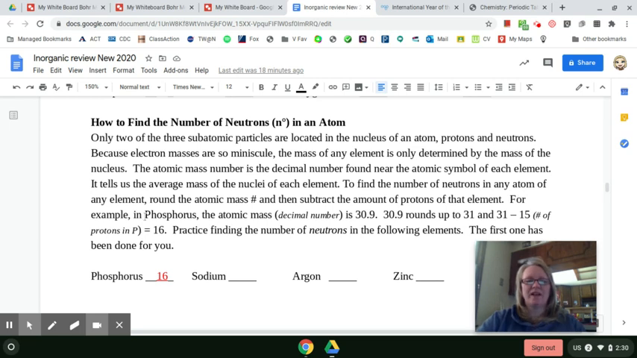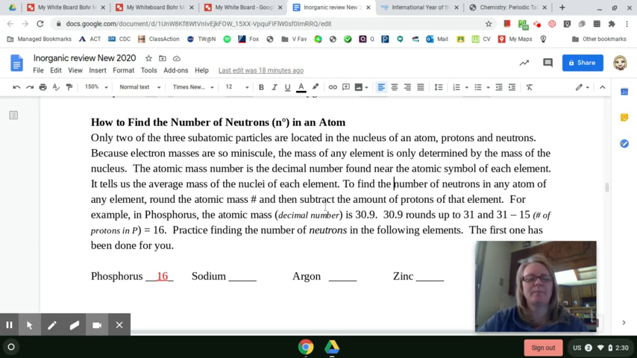So let's do an example together. For example, phosphorus has an atomic mass of 30.9. So we're always going to round to a whole number. So 30.9 rounds up to 31. And then 15 was the atomic number of phosphorus. So 31 minus 15 will give us 16. And that's the number of neutrons that are found in phosphorus. Remember, you don't want a decimal number when you give me the number of neutrons because there isn't such a thing as 0.9 of a neutron. A neutron is one counted item.